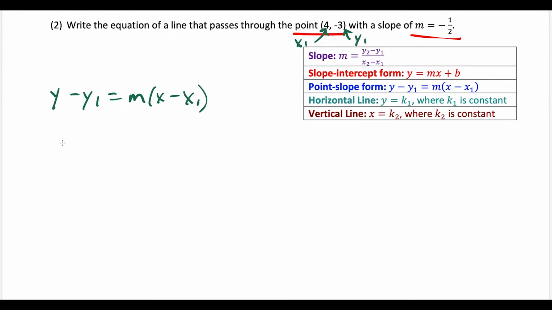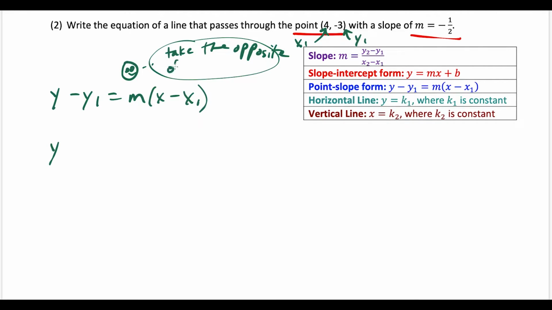And now here, the value 4, our x coordinate, represents x1, negative 3 is our y1, and m, our slope, is negative 1/2. So a little mental shortcut that I use is that when I'm plugging into this equation, what I do is I take the opposite of each coordinate. This is just like a little trick so that I don't make the mistake of missing a minus sign or changing the sign the wrong way. So what I mean by that, I'll show that in the next line. We have y minus y1, which is negative 3, equals the slope, which is negative 1/2.